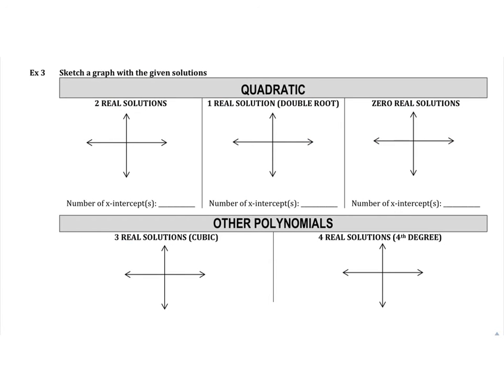So the next piece is following on the idea of what I just talked about, which is that real solutions equal our x-intercept. So we're going to sketch some graphs where I'm going to have 2 real solutions, 1 real, which is what we're going to call a double root, and 0 real solutions, okay? Now, again, quadratics always have 2 solutions, but they can be real or imaginary, okay? So again, in Algebra 1, we're focusing on the real solutions.